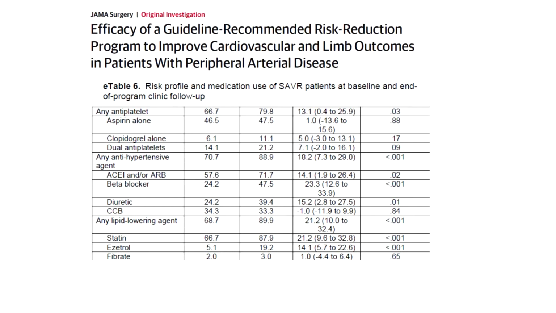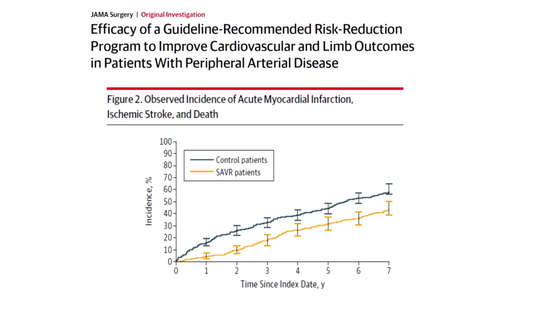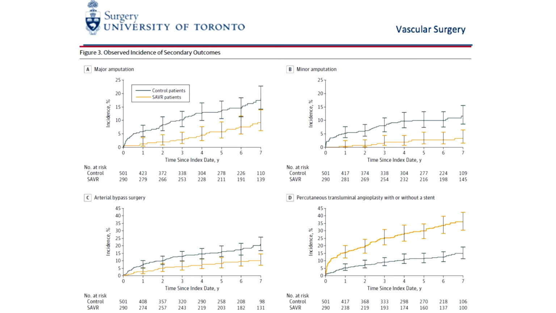So you'd ask, well, did they survive any longer? Well, in fact, the SAVOR patients, which is what we call our program, is the yellow bar. There was a significant reduction in acute myocardial infarction, ischemic stroke, and cardiovascular death in those patients, and it was sustained. And if you looked at other factors, major, minor amputations, there were fewer major and fewer minor amputations. We also did less bypass surgery than our colleagues around the province, but interestingly, we did more angioplasty. So risk reduction does work, and it's something that every primary care provider or every vascular surgeon can do.